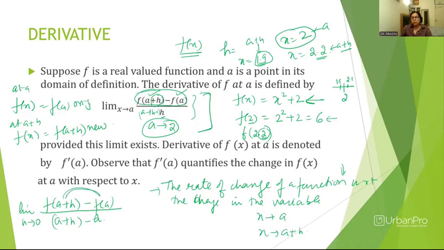So change in the value of the function with respect to change in the value of the variable, and this change is as small as possible, h tends to 0. This is called f dash a, the derivative of this function at a. Right? So this is a concept. When we derive the formulae by this basic formula, it is called the first principle.